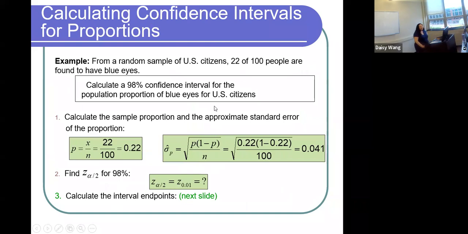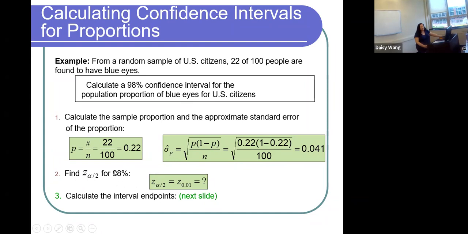Just one example. In a random sample of US citizens, 22 out of 100 are found to have blue eyes. So it means 0.22, or 22%, have blue eyes. What's the 98% confidence interval for the proportion with blue eyes? It would be the square root of 0.22 times 0.78 divided by 100, which is 0.041. That's the standard error of P.